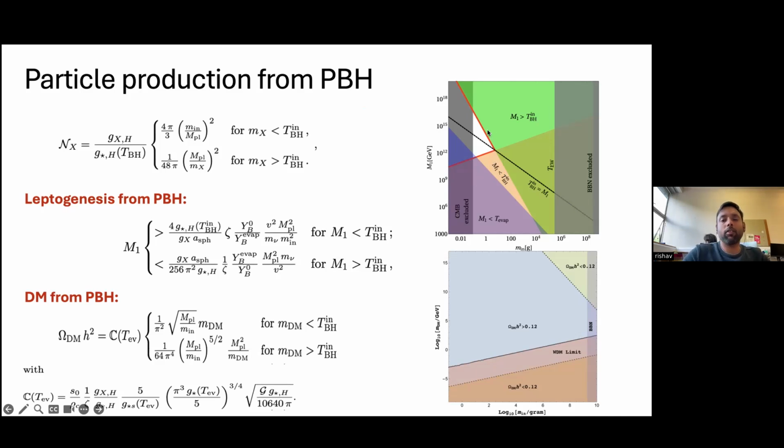One needs a light PBH if you want to do a successful leptogenesis. On top of that, since the PBH can evaporate and can produce any particle, it can also produce a particle which is stable and can play the role of the dark matter.